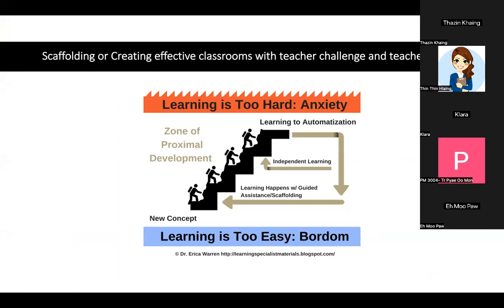And also from the picture, I think some of you may already be familiar with the big term like zone of proximal development. But for some of you, especially early career teachers, you may not be familiar with the term, and you may already have a lot of questions about it. So now let's go.